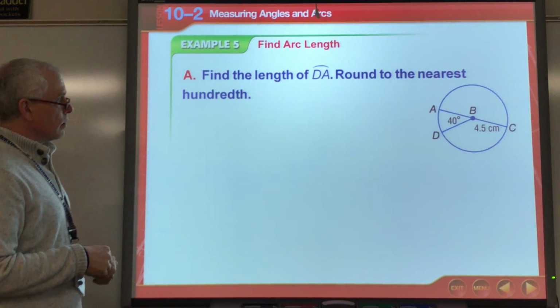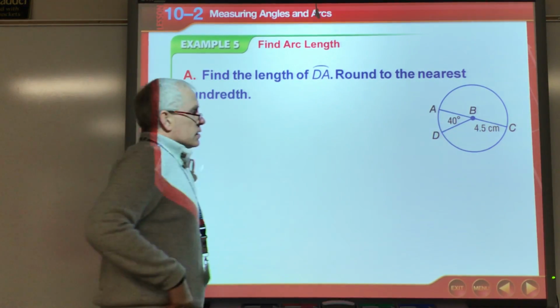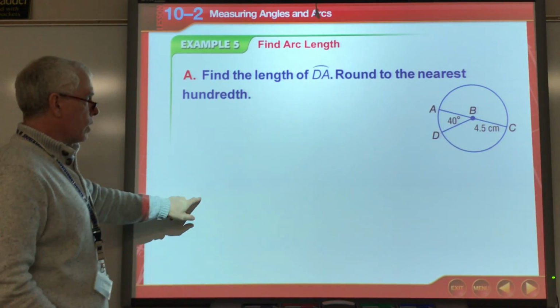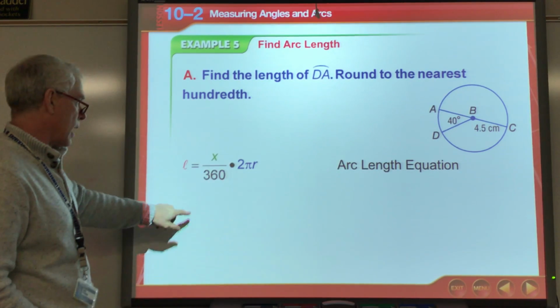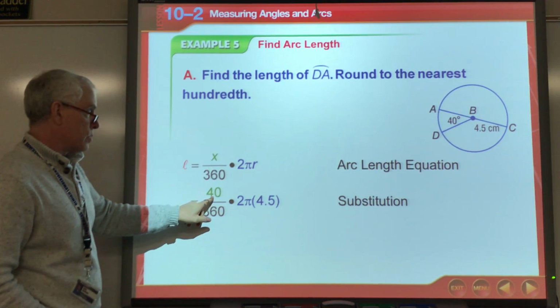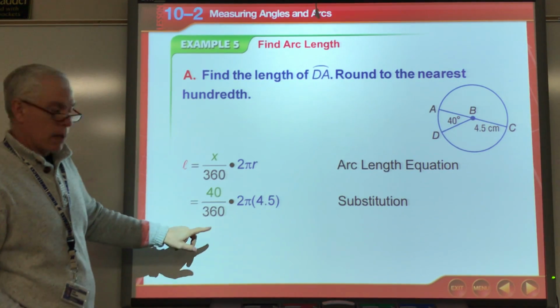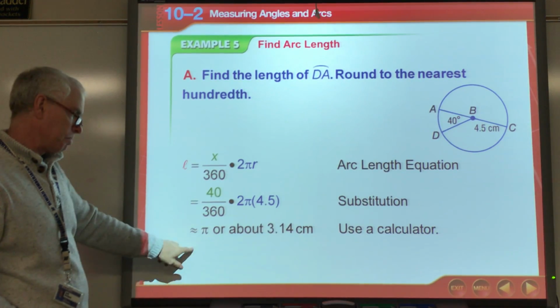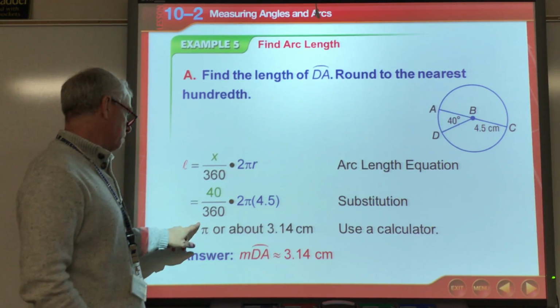Here, DA, that arc, the central angle is 40, so 40 over 360 times 2 times pi, and the radius is 4.5. So there's your central angle, there's your radius. The rest is calculator work. I put it into my calculator, press enter, about 3.14 centimeters there.